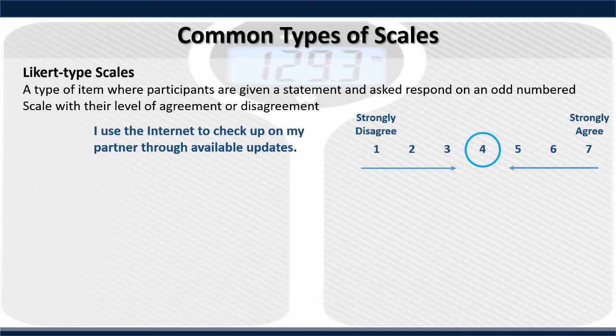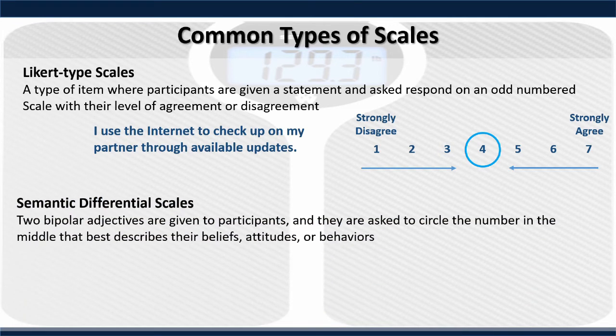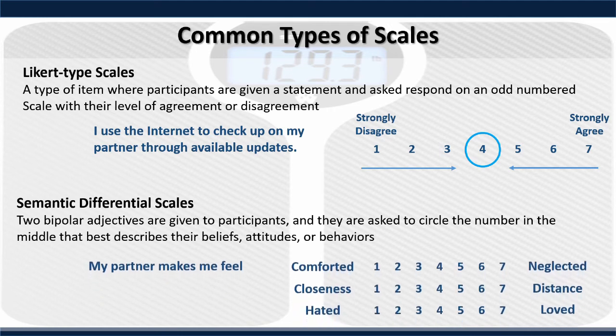Another type of scaling is called semantic differential scales. Semantic differential scales provide participants with a short prompt followed by a series of bipolar adjectives. So you might ask your participants to describe how their partner makes them feel. The adjectives can be comforted, neglected, closeness, distance, or hated, loved.